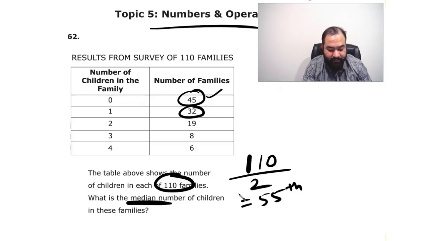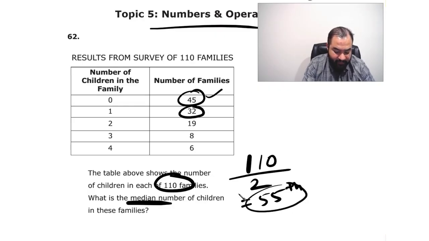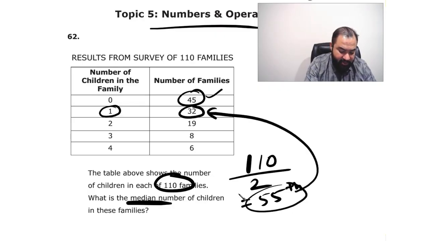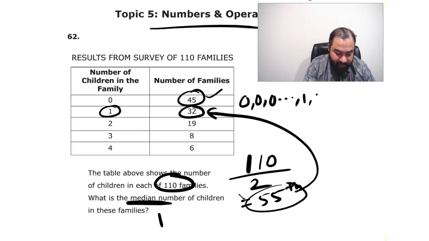So it's not going to fall in the median. And when another 32 comes, they add up to 77. So the 55th falls somewhere here. So the median has to be 1. Because if you list it as 45 zeros and then 32 ones and then 19 twos, you will see that the 55th one falls in 1. So 1 is the median.